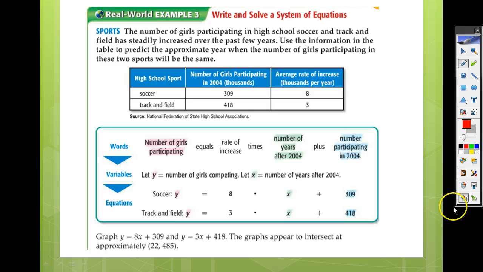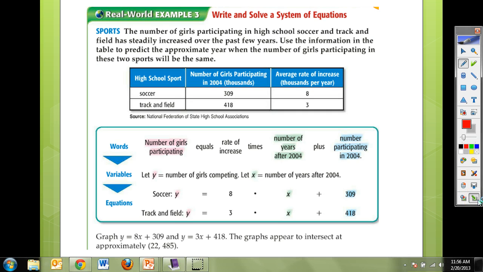Okay, welcome back. Here's a real-world example. Write and solve a system of equations. Sports. The number of girls participating in high school soccer and track and field has steadily increased over the past few years. Use the information in the table to predict the approximate year when the number of girls participating in these two sports will be the same.